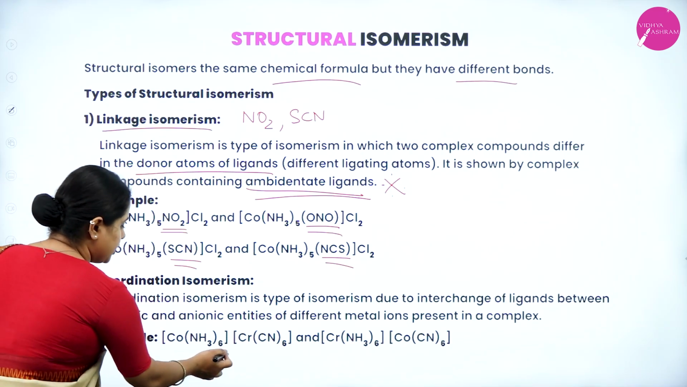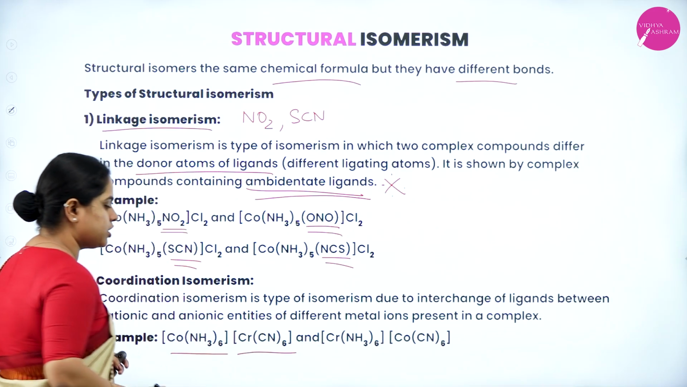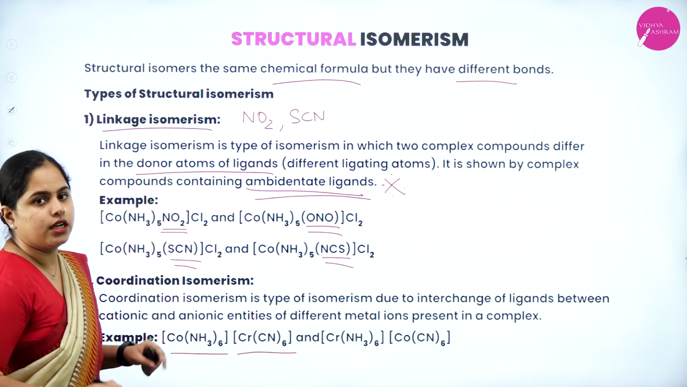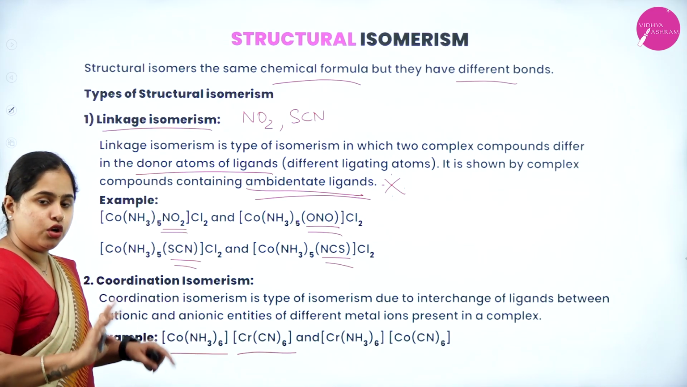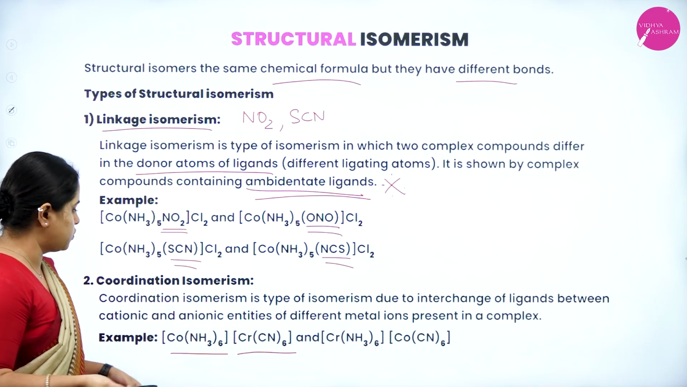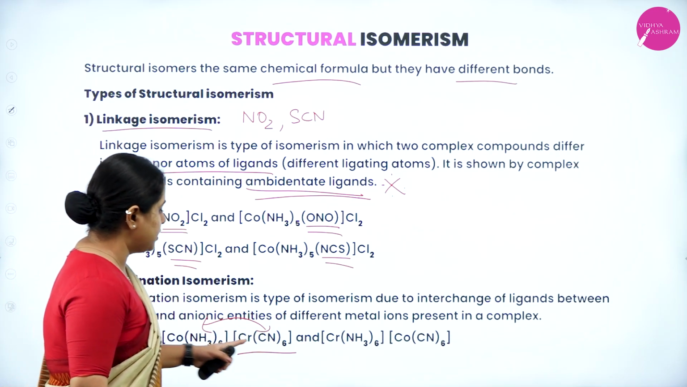Let's see. [Co(NH3)6] is one coordination sphere, and you have another coordination sphere, [Cr(CN)6]. So these are the two coordination spheres. You have to write the coordination isomer for this. So what will you do? You will exchange the ligands of these.